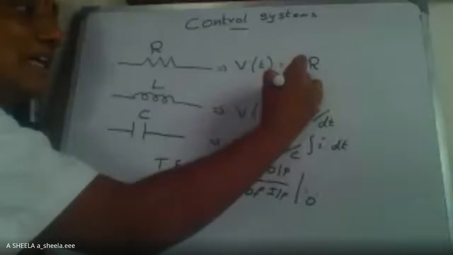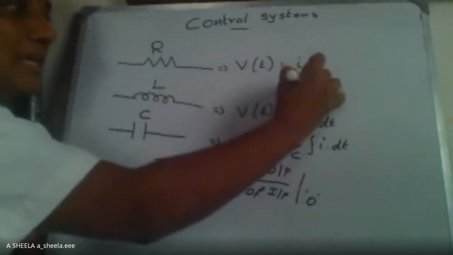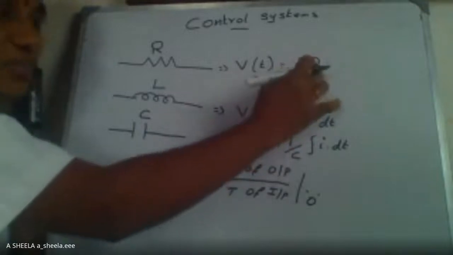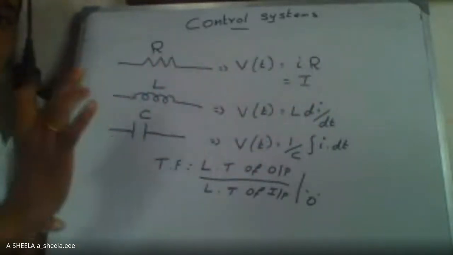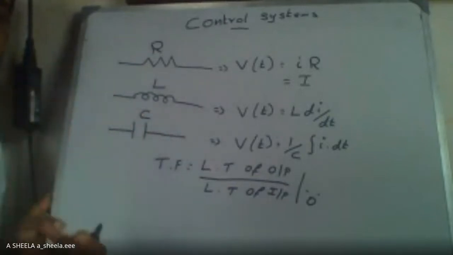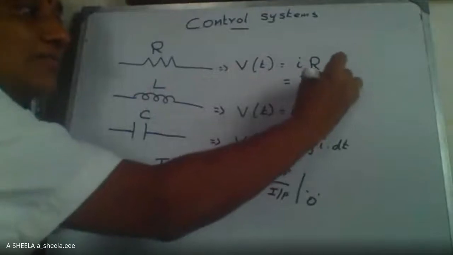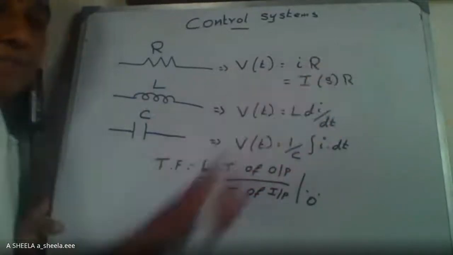When we take the Laplace transform of the voltage across the resistor, since we have only I, which is the varying parameter there, we don't have any variation of that parameter with respect to time. So it is simply I of s into R.